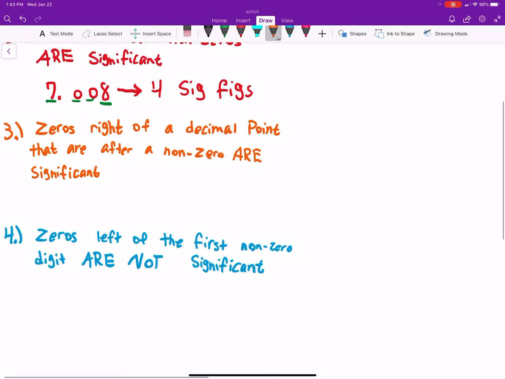Zeros right of a decimal place that are after a non-zero are significant. So, for example, 48.930.